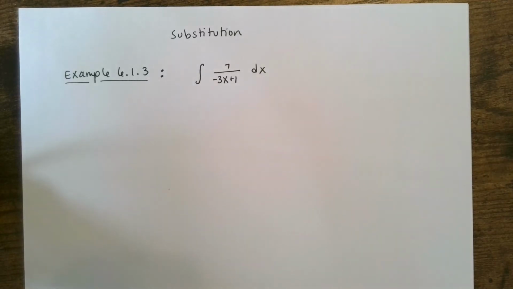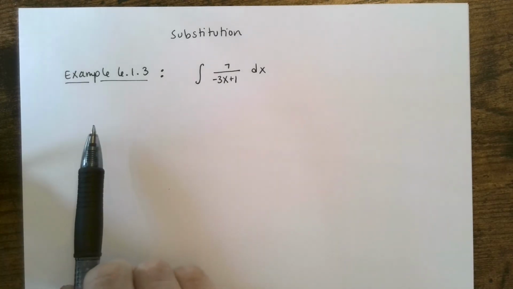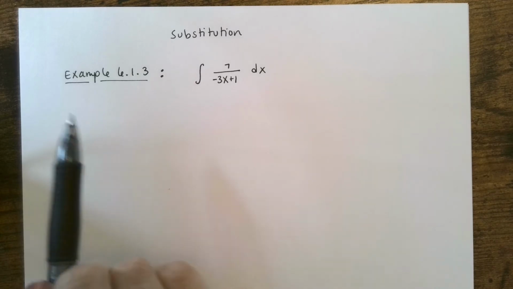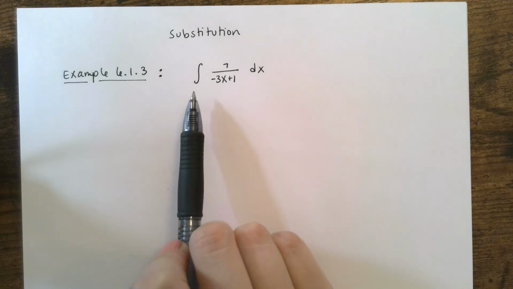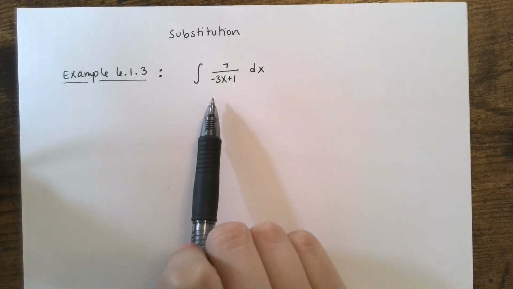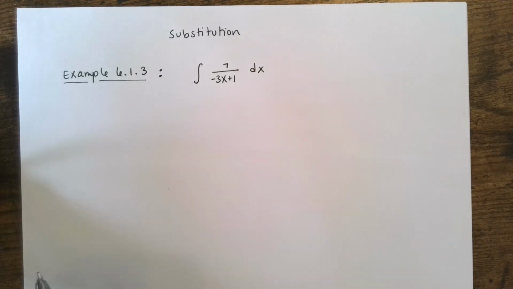Hi everyone, in this video we're going to be talking about substitution. So our first example is actually one straight from the textbook, just so that we can talk through it together. This is example 6.13 in your book. We have the integral of 7 over negative 3x plus 1.